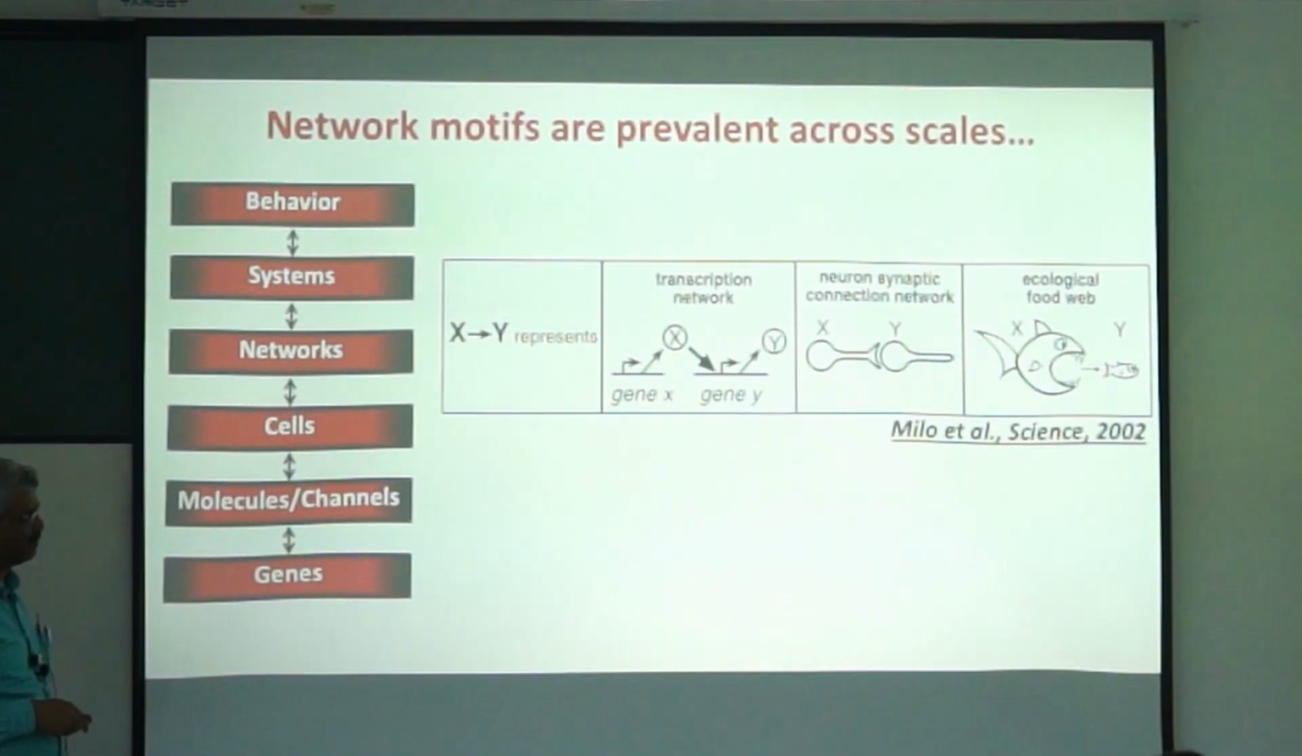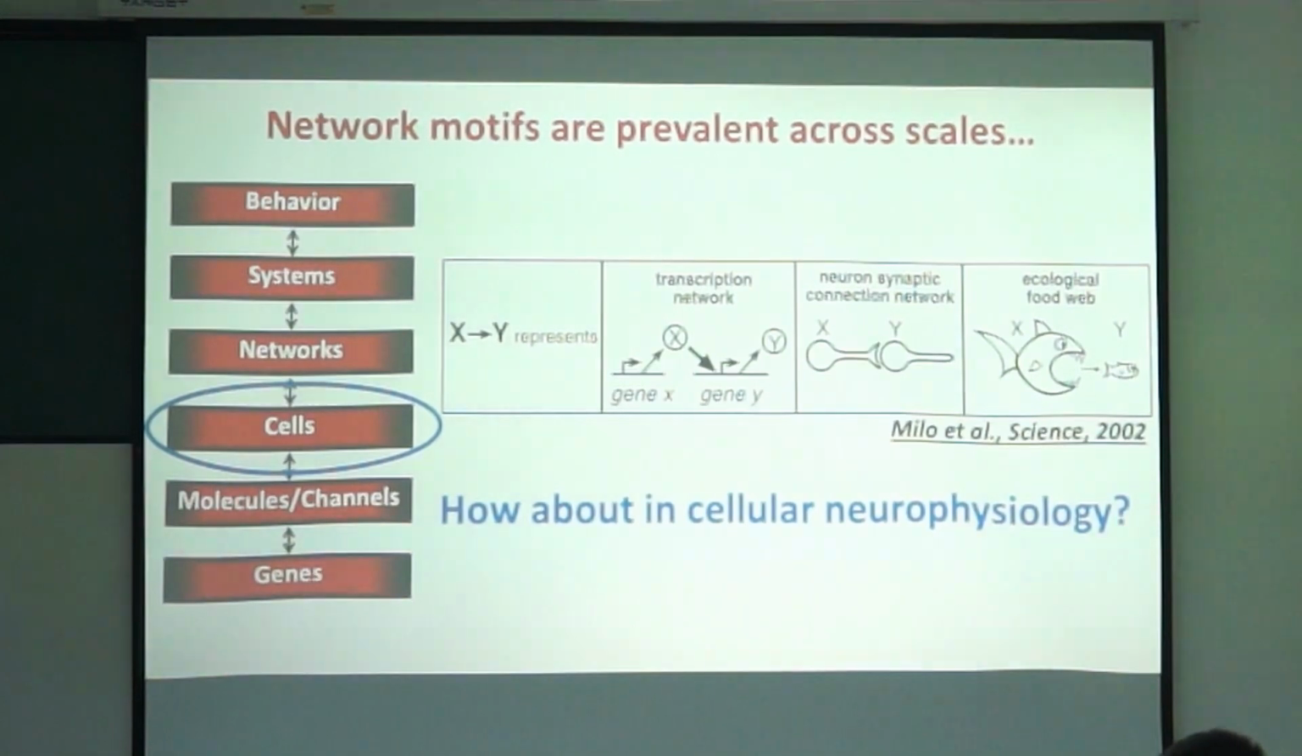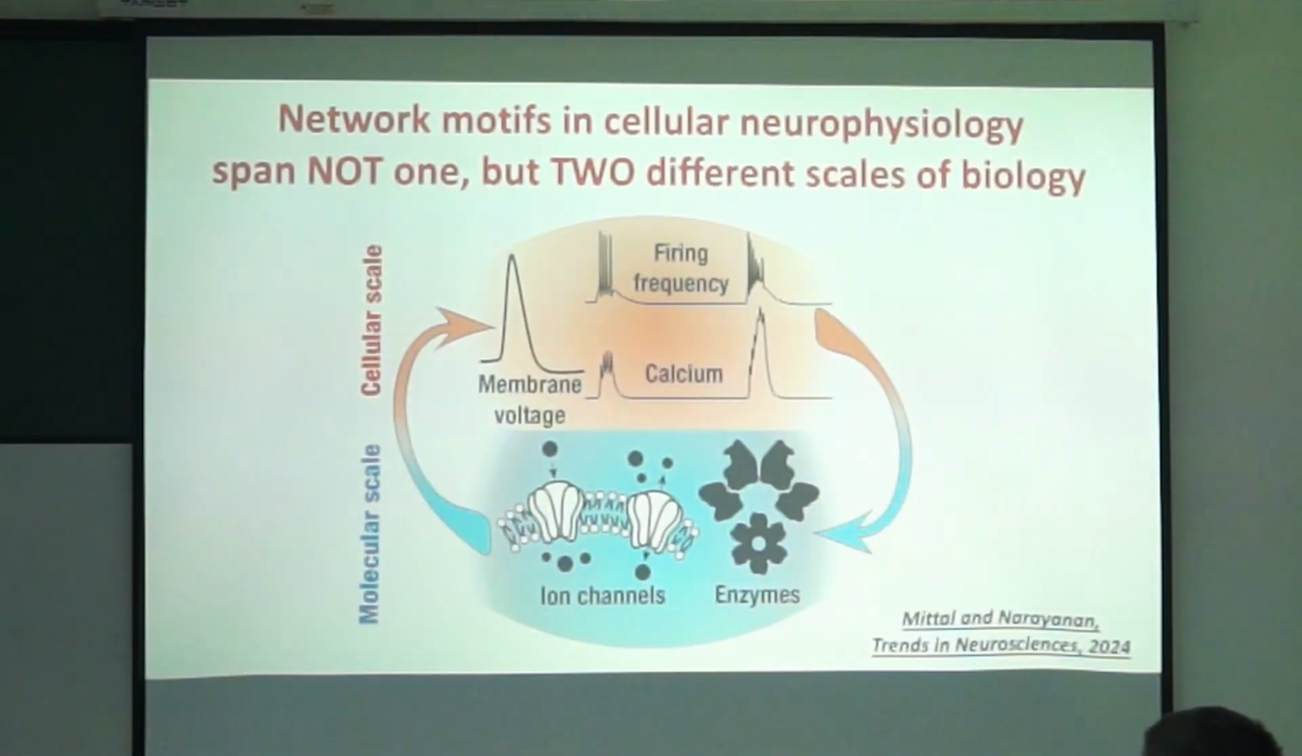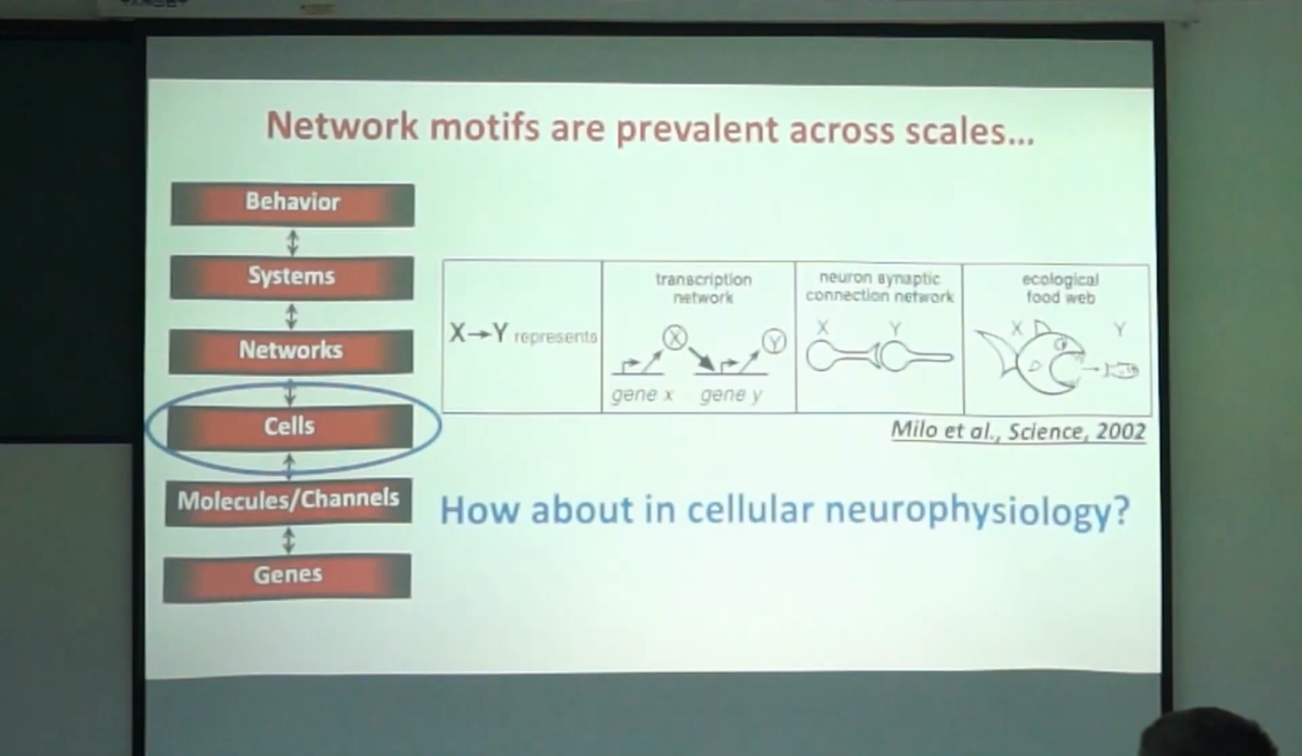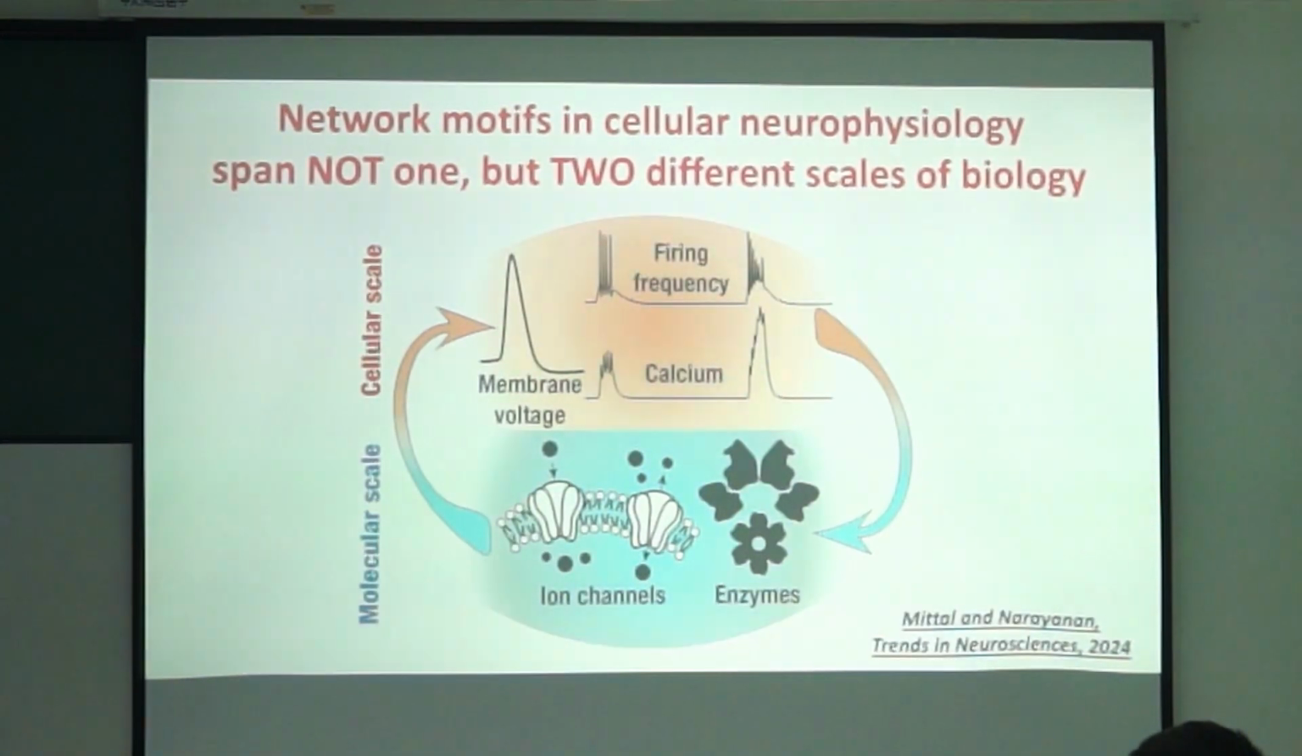But there was something that was bothering us, that there is nothing at the cellular end of it. Why is there nothing at the cellular end of it? Is it because there is nothing complex about it? There are no motifs present over here? It turned out that you had to look across two different scales for finding motifs here, unlike here, where the edges all belong to the same scale. Here, both of them are genes, both of them are neurons, both of them are animals. But here, you would have to go across two different scales, where membrane voltage and calcium and firing frequency would be here, and the different molecules and enzymes would be over here.